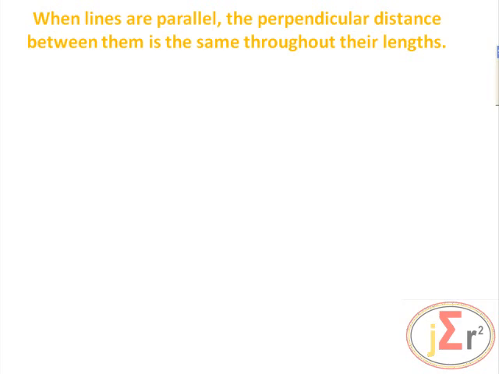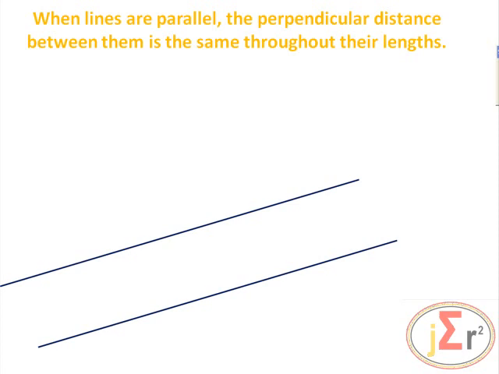When lines are parallel, the perpendicular distance between them is the same throughout their lengths. So if we measure the perpendicular distance between lines that are parallel, everywhere we will find that the distance will be the same.